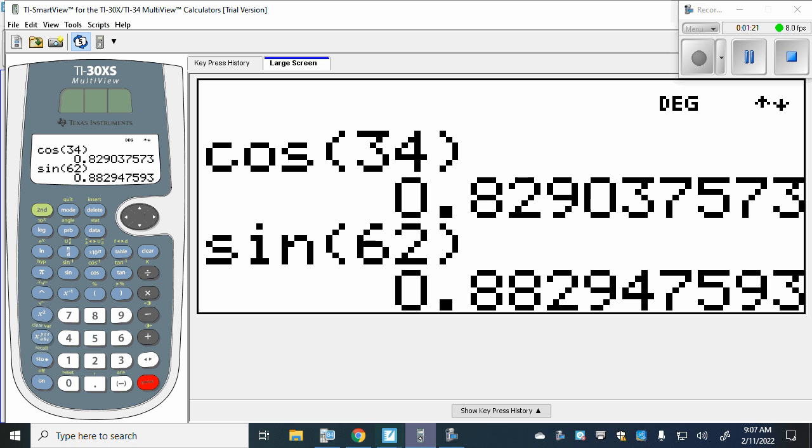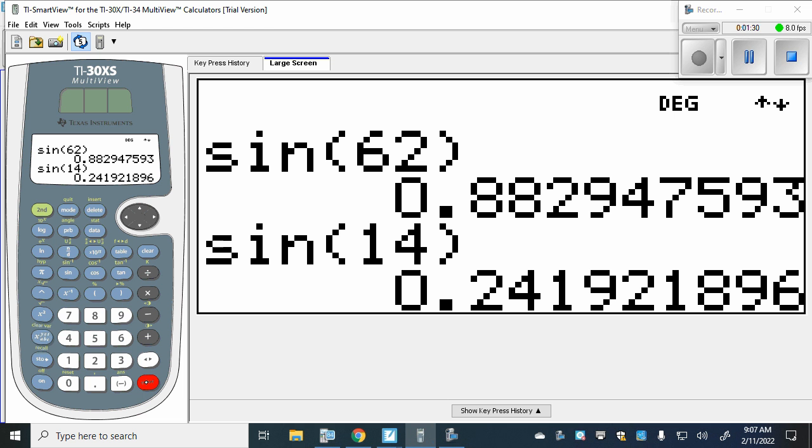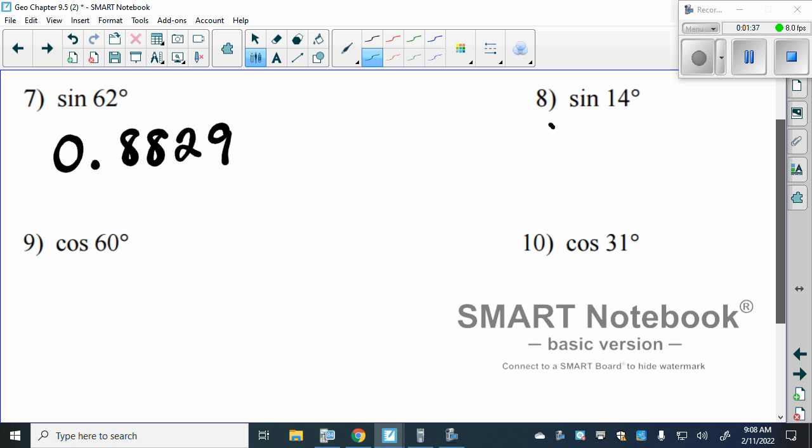Now the next one, sine of 18, or sine of 14, I believe. We can go sine of 14 and hit enter. And it'll tell us that it's 0.2419. So 0.24. And that's all we have to do for these here.